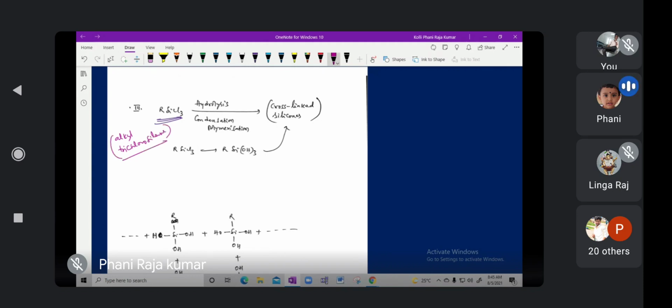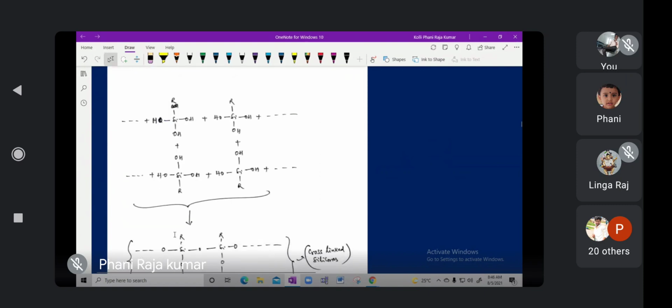Alkyl trichlorosilane. Hydrolysis followed by condensation polymerization gives highly stable cross-linked silicones. So many cross links are formed here, not a linear chain. In the case of the previous example, R2SiCl2, we are getting only linear chain silicone. But in this case, we are getting a highly polymerized compound containing a number of cross links.